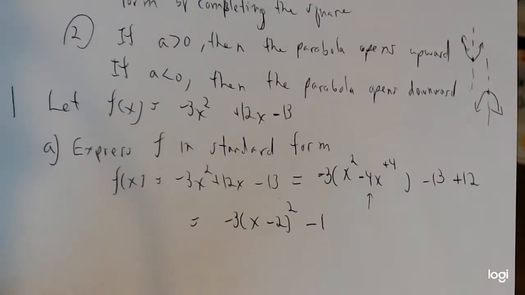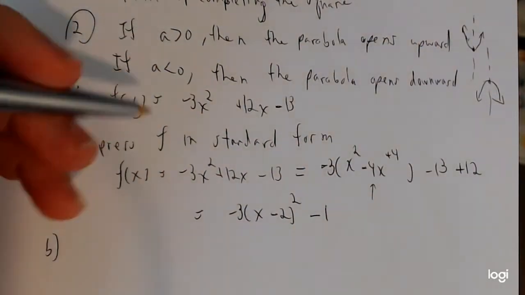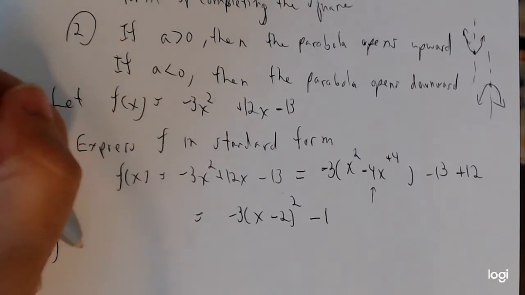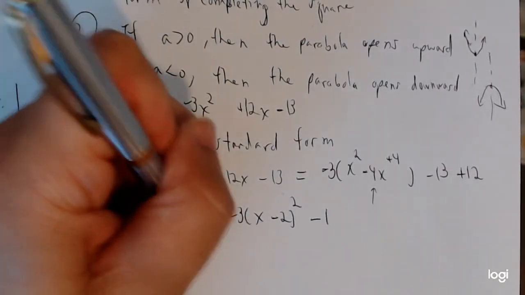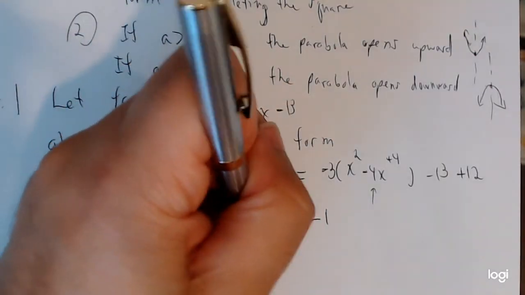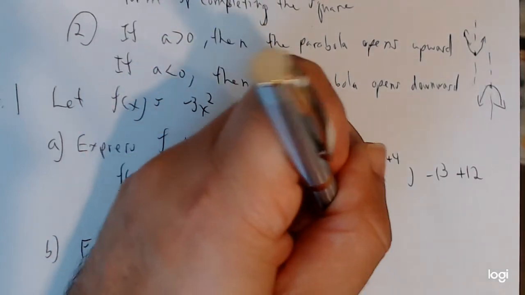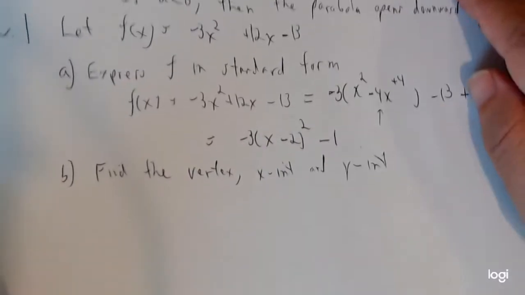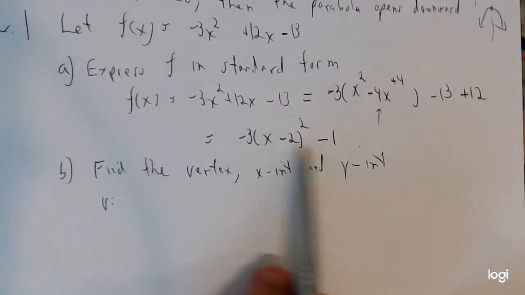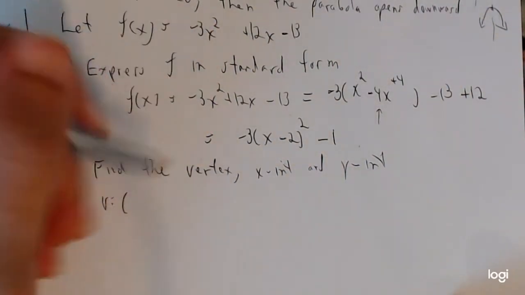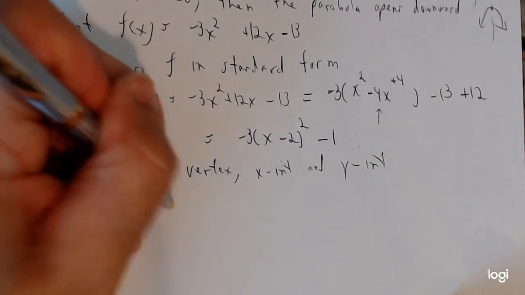Now let's go on to part B, which is going to use part A. In part B we're saying find the vertex, x-intercept, and y-intercept. Okay, so to do this, the vertex is not difficult to find because since we already found this in standard form, we know that the vertex is 2, negative 1.